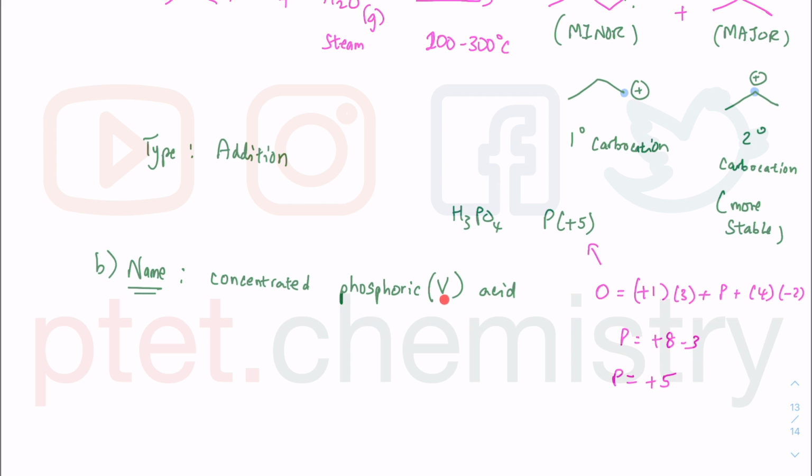This Roman numeral is very important to indicate that it's phosphorus +5 and not phosphorus +3. On the other hand, the conditions, as I said just now, H2O just doesn't cut it. It needs to be steam because this is done at a temperature of around 200 to 300 degrees Celsius. So your H2O will no longer be liquid water at that particular temperature.